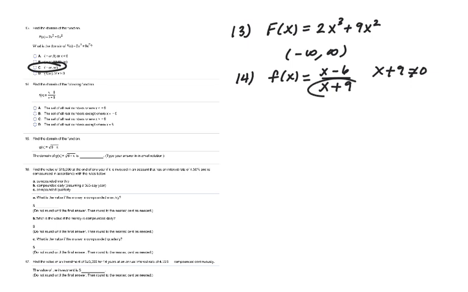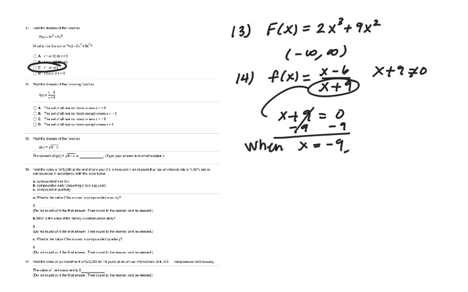Okay, so to find the domain of this, we'll say x plus 9 equals 0, and we'll subtract 9 on both sides of the equation. When x equals negative 9, our function is undefined. Okay? So here, let's put when x equals negative 9, f of x is undefined. Okay? So our domain for this function will be all real numbers except for negative 9. Okay? So let's see. We'll say the set of all real numbers except for x equals negative 9, part B.